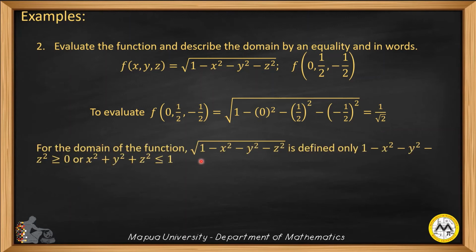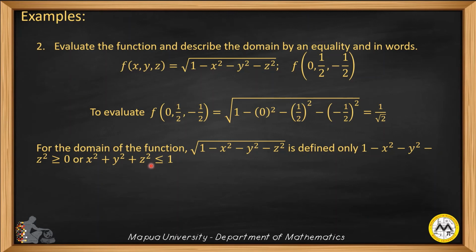Investigating now what the domain of the function is. Again, since this is a square root function, then the value of f would be real when the radicand 1 minus x squared minus y squared minus z squared is not negative. So you force this to have a value greater or equal to 0, or you may view it in terms of the sum: x squared plus y squared plus z squared is less than or equal to 1.